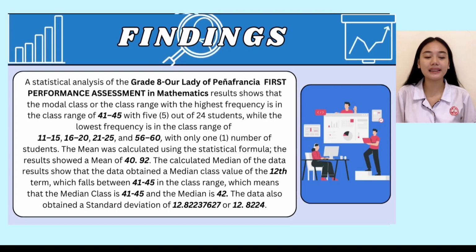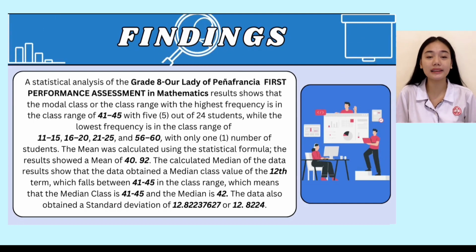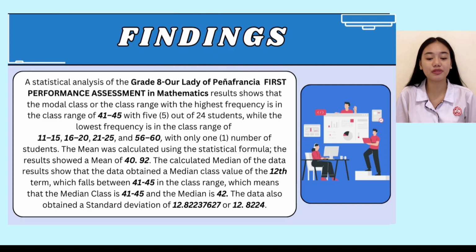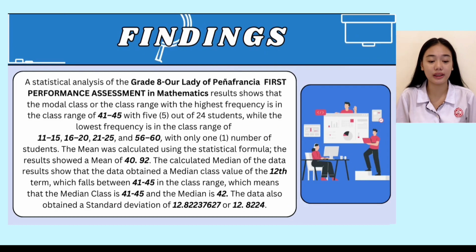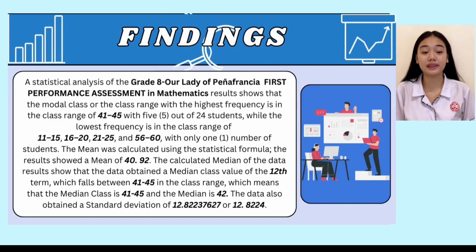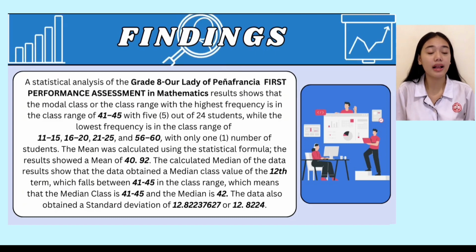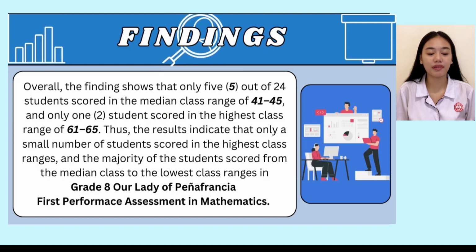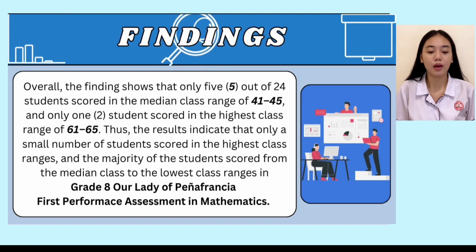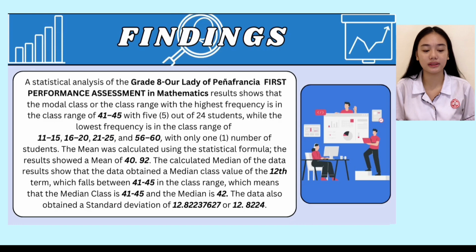Findings. A statistical analysis of the Grade 8 Our Lady of Peña Francia First Performance Assessment in Mathematics results shows that the modal class, or the class range with the highest frequency, is in the class range of 41 to 45 with 5 out of 24 students, while the lowest frequency is in the class ranges of 11 to 15, 16 to 20, 41 to 45, and 56 to 60, with only one student.